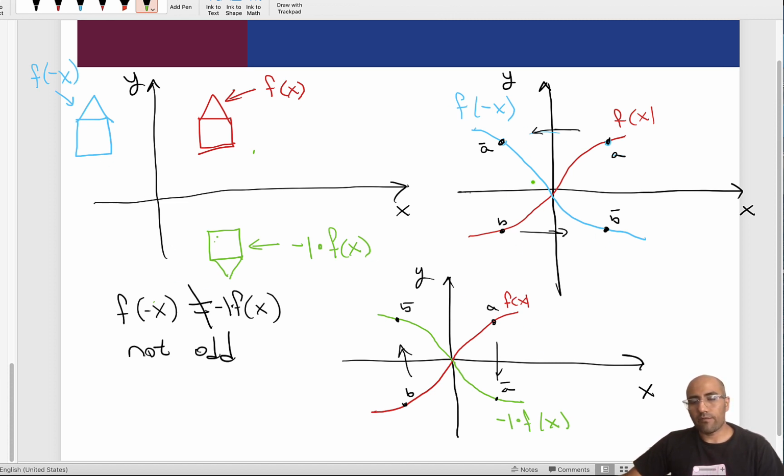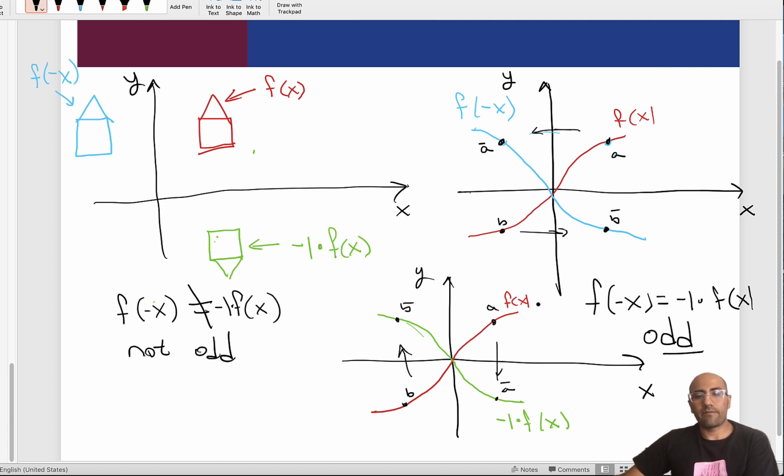The reflection of the function across the y-axis is the blue one. The reflection of the original function across the x-axis is this green one. And so these two equal each other. That's how you know that this function is odd, because their reflections across the x and y-axis equal each other. So f of -x equals -1 times f of x. So that's how we know that they're odd, from the graphs.